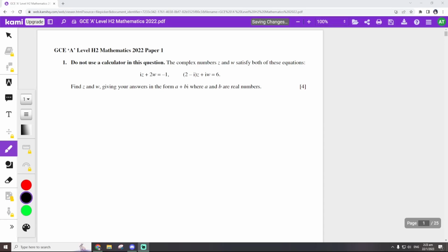Morning everyone. It is 2:23 in the morning, not the best time to be doing math, but we're going to be going through the A-level H2 math paper from 2022, paper 1.